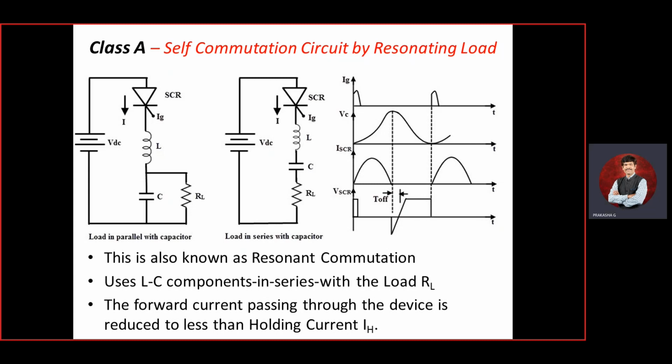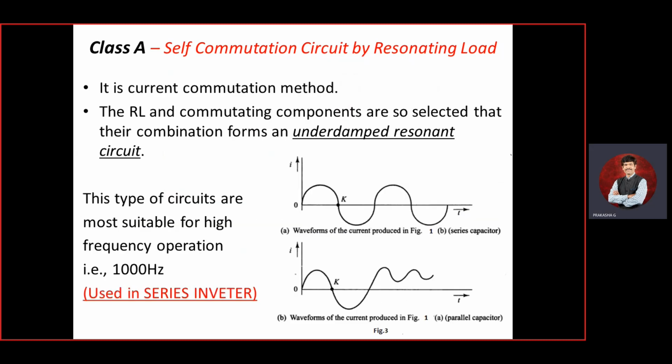As we apply the trigger pulse, current flows in the circuit, and you are able to identify the ISCR and also the VSCR. So we have to see to it that IL should be less than IH. Okay, IL should be less than IH. And this is where I have started.